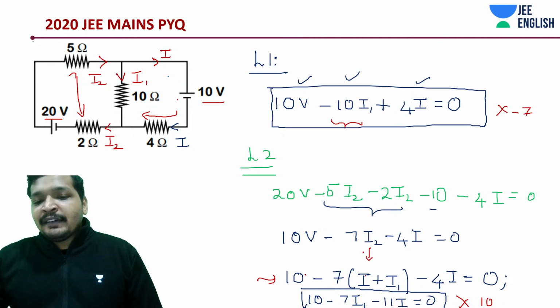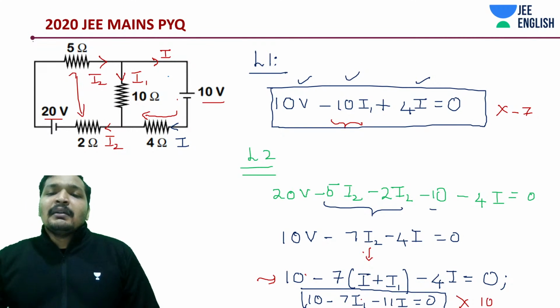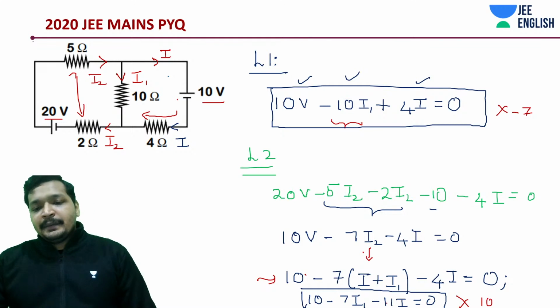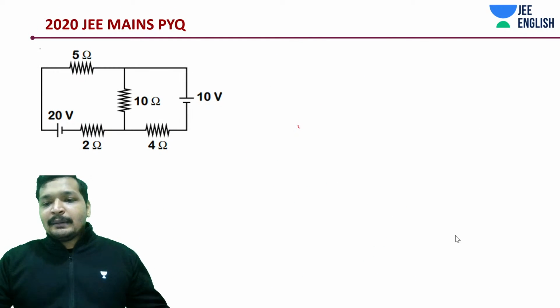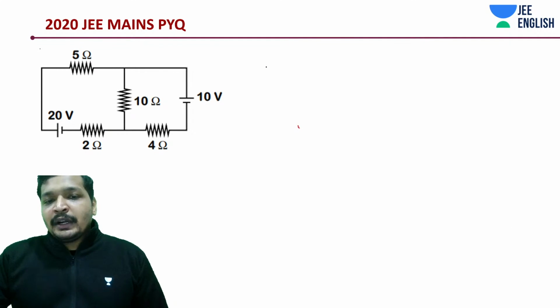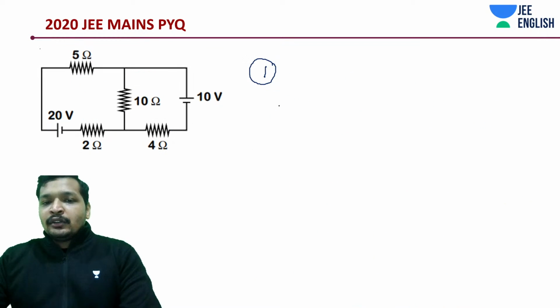10 minus 7I plus I1 minus 4I1. So all negatives should be appearing. 10 minus 7I1 minus 11I. Now the next thing would be, don't think too much. Let me come to this point. I'll tell you what I'm going to say. Let me denote this as equation 1. Okay, equation 1. I'm going to write down this equation.